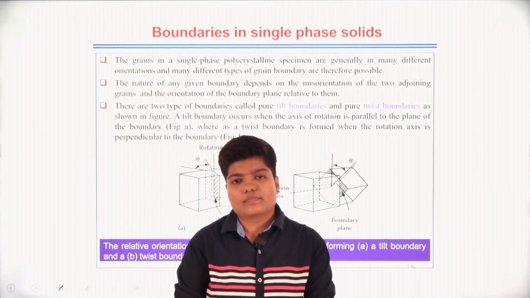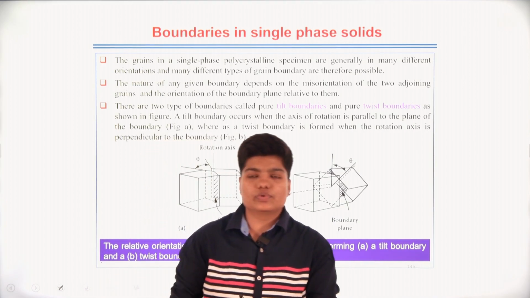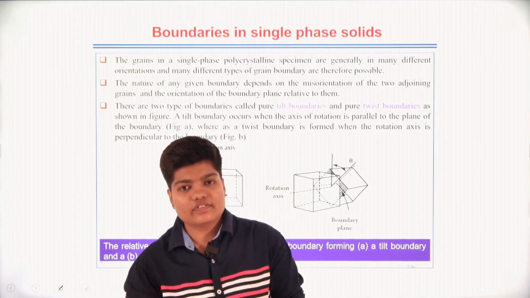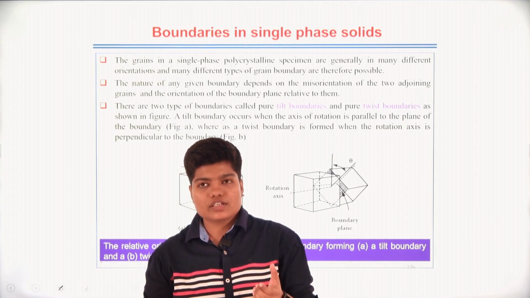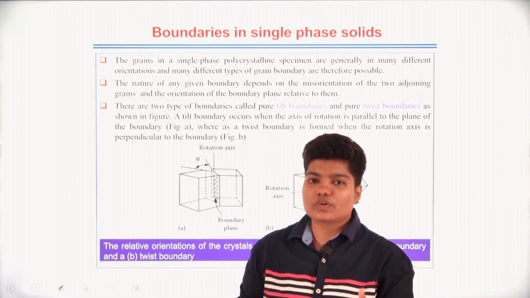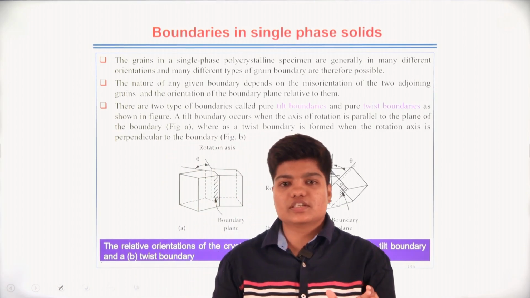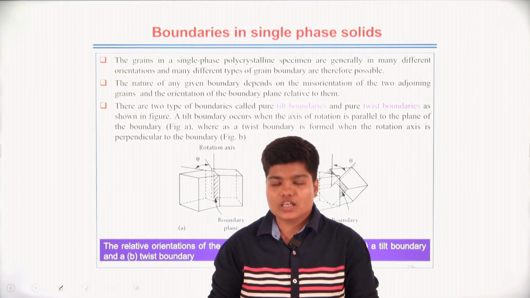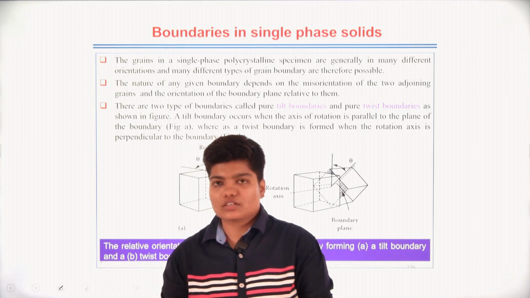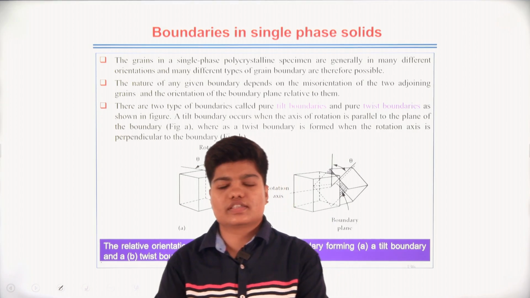Generally, we can say a boundary is the interface between two solids. Here we are considering a single phase polycrystalline solid, a solid-solid interface. Boundaries are created due to the misorientation of the crystals, or we can say grains, present in the polycrystalline solids. So the boundary is known as a grain boundary, and the important thing is that we are considering two solids of the same phase, or we can say homophase.